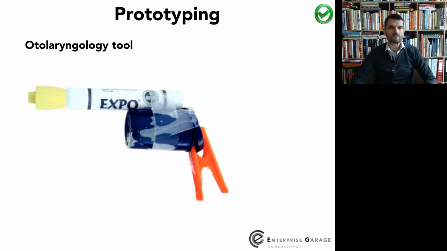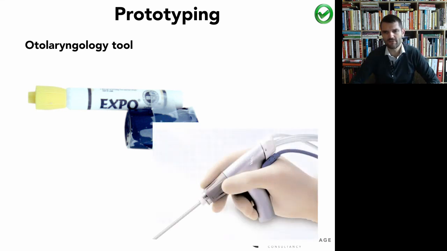Similar, an otolaryngology tool, a medical tool basically. This was the first prototype that they had. And you see what they used? They used a marker, a film can, and some clips and some tape. And that's how they put it together. And just to demonstrate how this should look, how you hold it in your hands, the final product in the end looked like this.